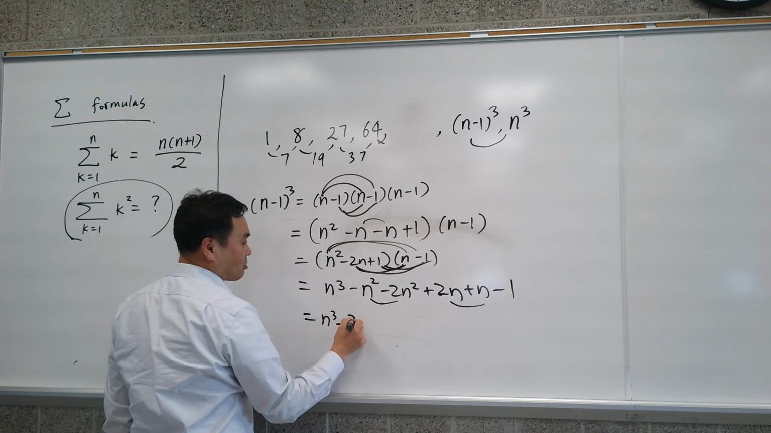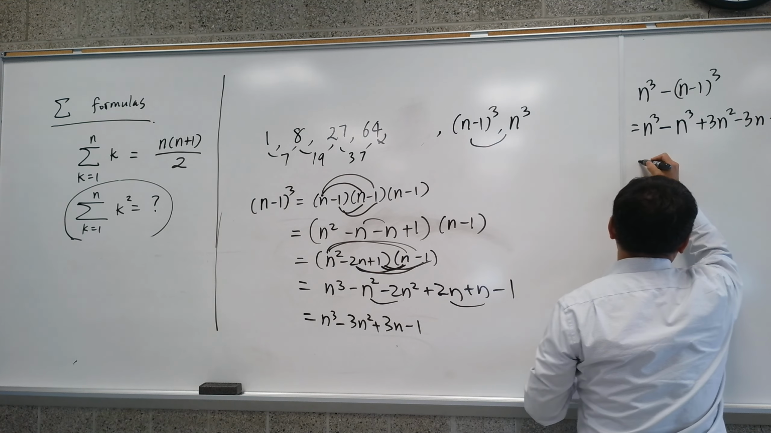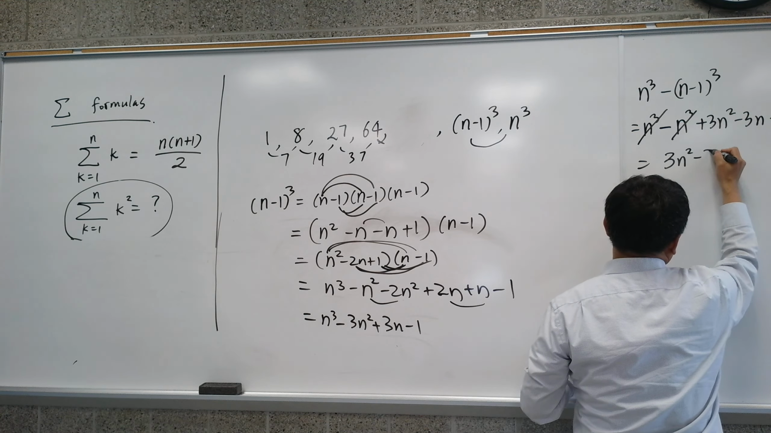And what I'm trying to say is that if you have n cubed minus n minus 1 cubed, that's going to be the same thing as doing n cubed minus this thing, so everything here is minus, so I'll just switch all the signs, so it'll be minus n cubed plus 3n squared minus 3n plus 1. N cubed cancels, and you get 3n squared minus 3n plus 1.